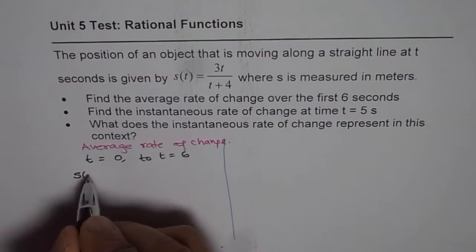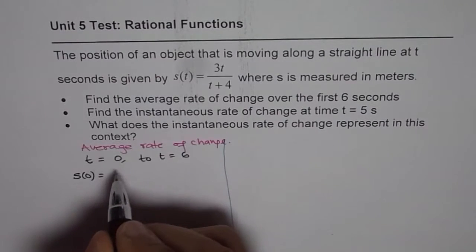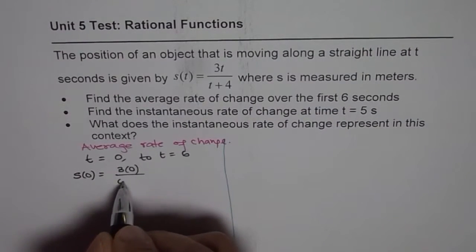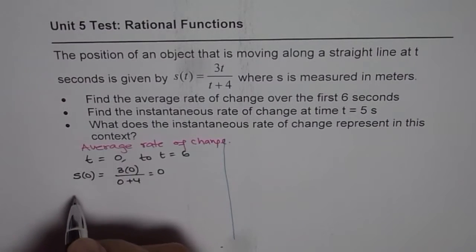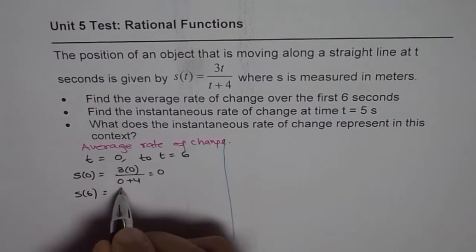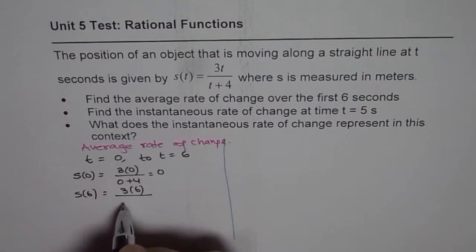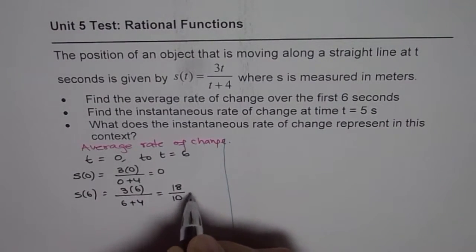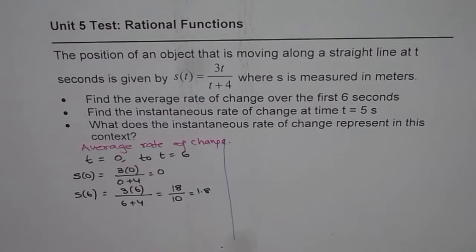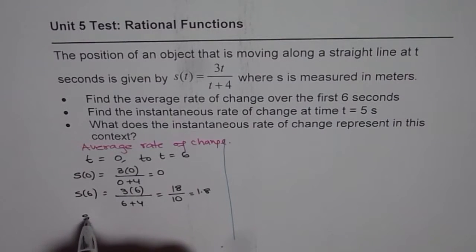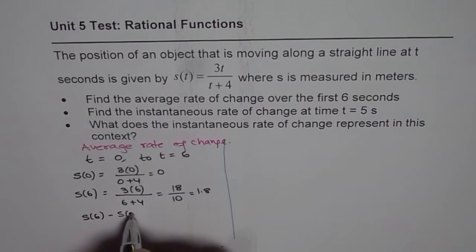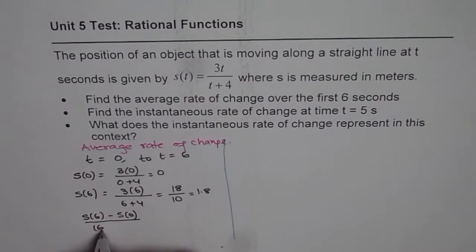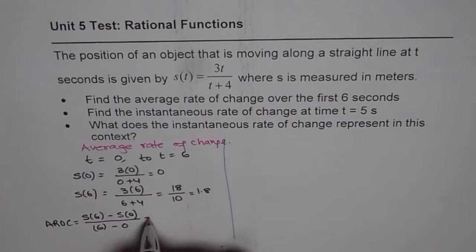So let's find what s of 0 equals. If you plug in 0 here, 3 times 0 over 0 plus 4, which is indeed 0, and s of 6 equals 3 times 6 over 6 plus 4, right, which is 18 divided by 10 or 1.8. So those are the values. So the rate of change is s of 6 minus s of 0 divided by 6 minus 0. So that is the average rate of change. Correct?